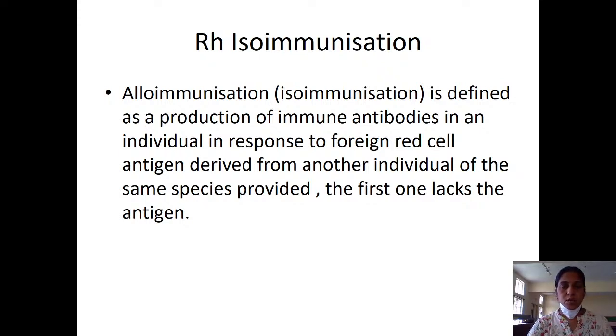Isoimmunization or alloimmunization is defined as the production of immune antibodies in an individual in response to foreign red cell antigen derived from another individual of the same species. The first one lacks the antigen. Here, in Rh isoimmunization, the antibody is against the Rh antigen. If the lady is Rh negative, that means lacking the antigen Rh, and when she is exposed to the Rh antigen, she produces the Rh antibody against it. That is alloimmunization. The other individual, from where the antigen comes, is of the same species.